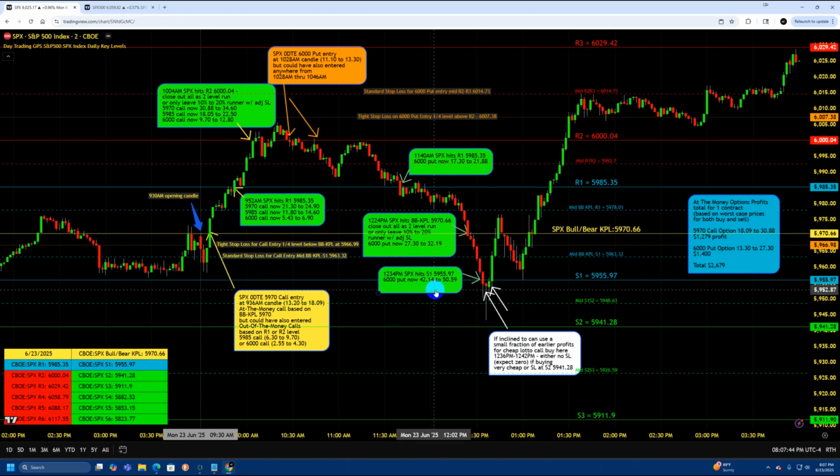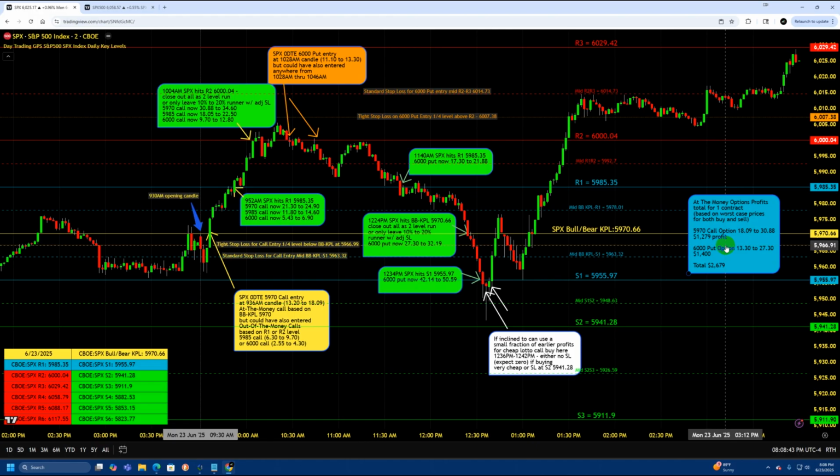We did get a further move down here, and we had this little tail of this candle, and then also one here. So the final move went all the way down to 59.43 and change. But at 12:34 p.m., SPX hits... well, let's go back to this for a second. Here, where it hits the bull bear key price level, the 6,000 put is now 27.30 to 32.19. So that's where you would have closed out. If you did leave a 10 to 20% runner, then you had these opportunities here, both at S1, and then it did spike through very briefly the mid S1, S2 at 59.4863. So at 12:34, it hit S1 59.5597, 6,000 put now 42.14 to 50.59.